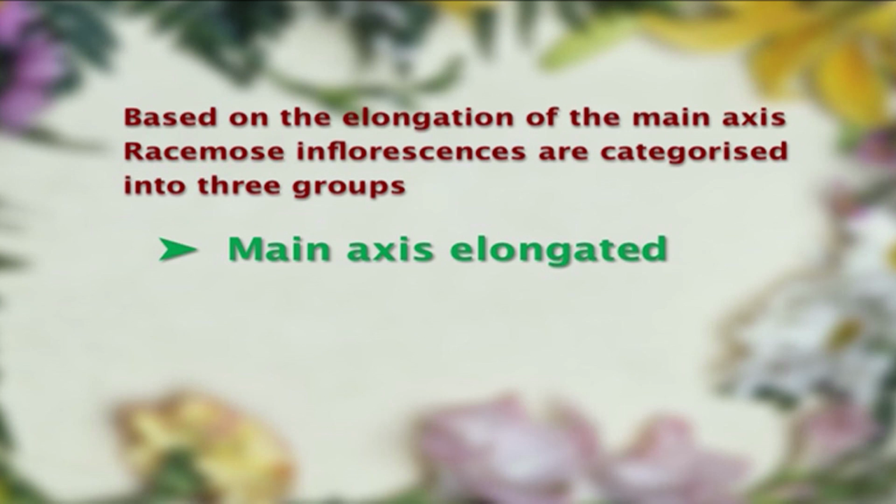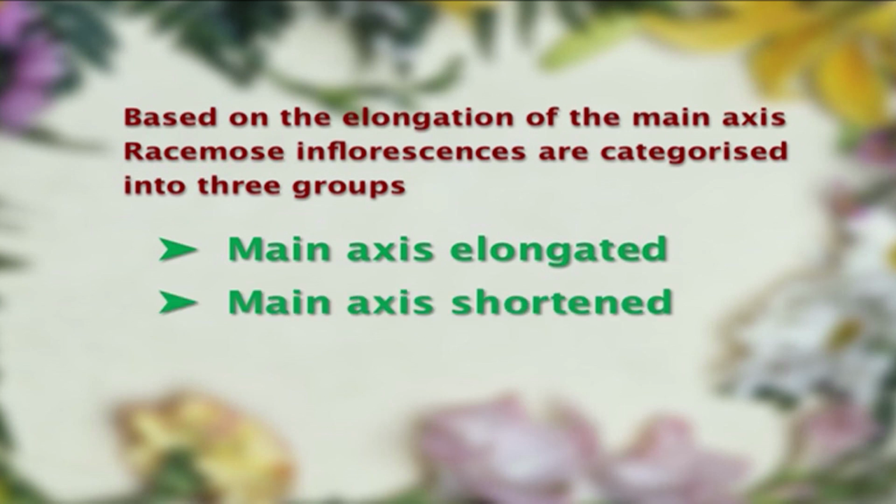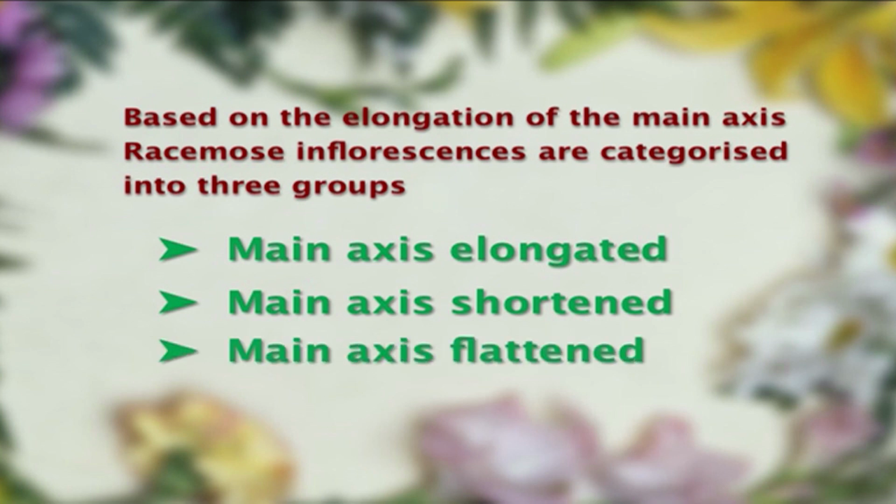There are many types of racemose inflorescence. Based on the elongation of the main axis or peduncle, the racemose inflorescences are categorized into three groups. One in which the main axis is elongated, second in which the main axis is shortened and third in which the main axis is flattened.